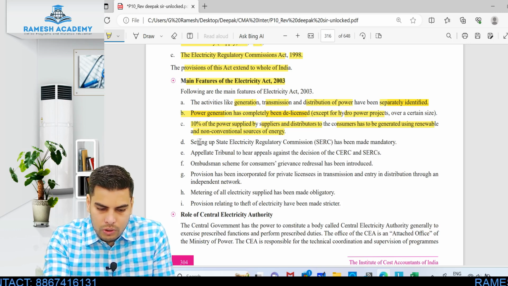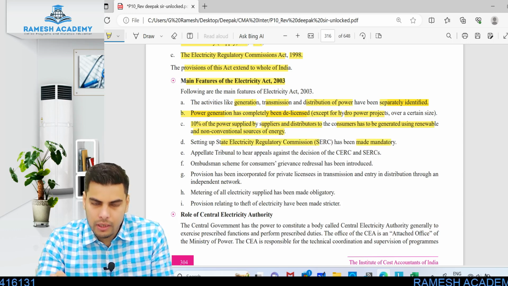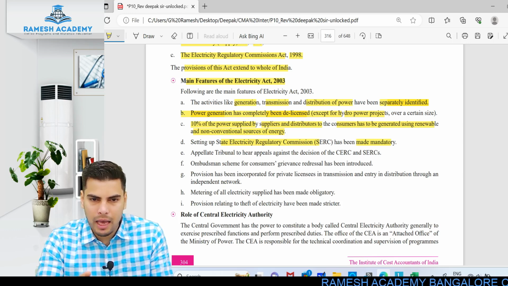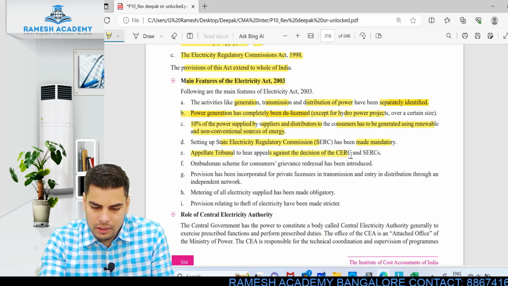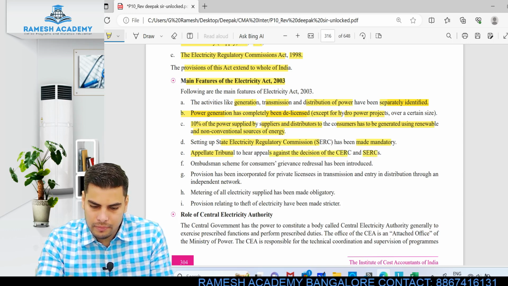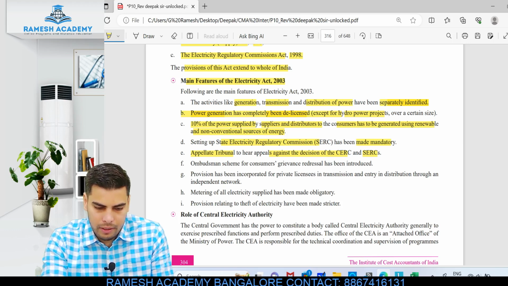Setting up of State Electricity Regulatory Commission has been made mandatory. It is mandatory that every state should have a State Electricity Regulatory Commission. Each and every state will have its own regulatory commission. Then an appellate tribunal to hear appeals against the decisions of CERC and SERC. This is the Central Electricity Regulatory Commission and this is the State Electricity Regulatory Commission. All right.